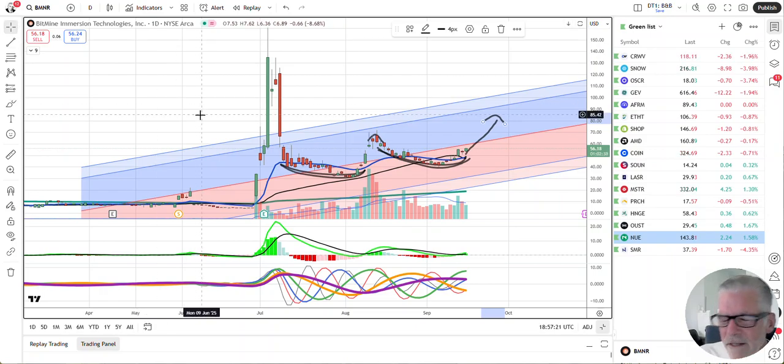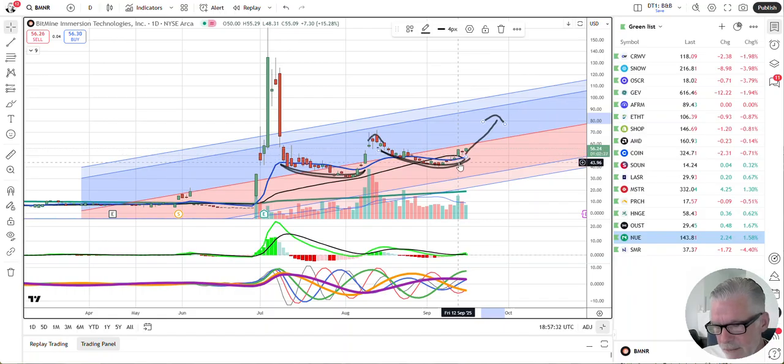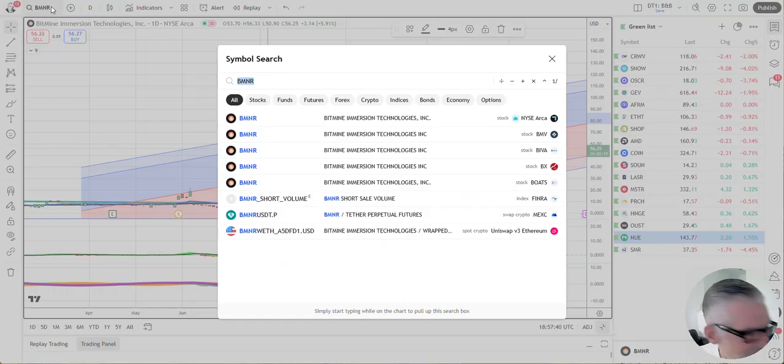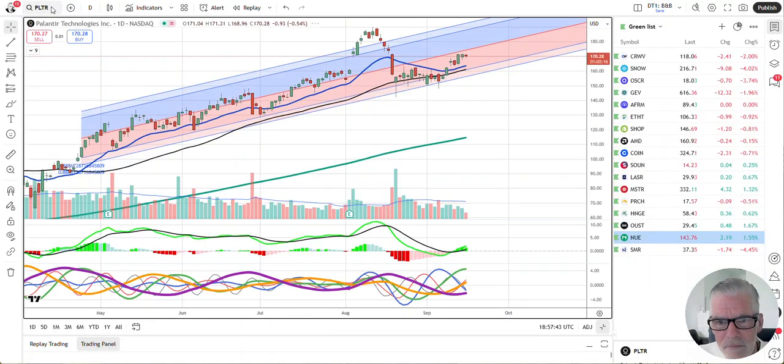So BMNR, as far as I'm concerned, buy it today, add to a position today. I would put a stop below Friday's low or even below the 21 EMA. It's going to be a little wide, but you have to do that with this. And just ride it up until you get stopped out. That's my advice on BMNR.